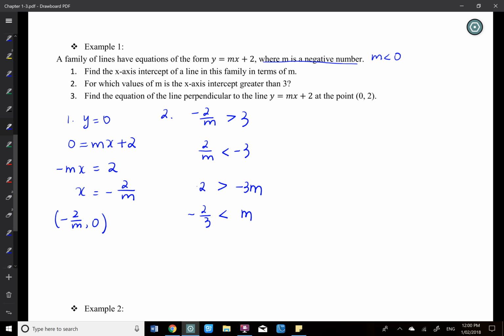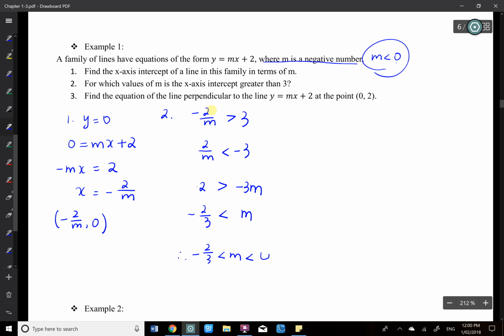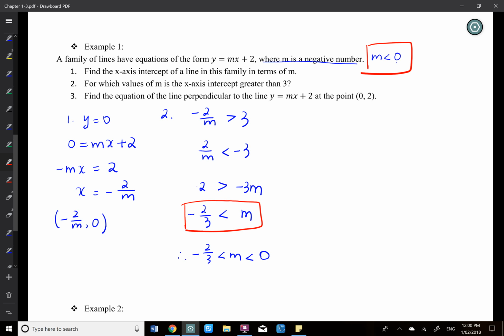So m will be greater than that, but don't forget, your m also needs to be less than 0. So overall, your m will be in that domain, in that part, because we have m less than 0 here as well. So the restriction needs to restrict in two ways. One is in the question, and the other one is greater than 3. That's why I said it's a really tricky question. So I have here and I have here. Combine them. I have negative 2 over 3 to 0.